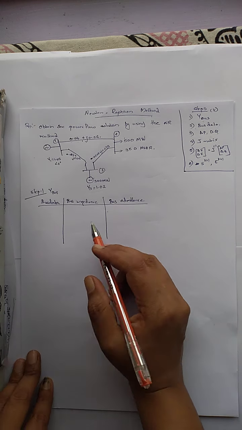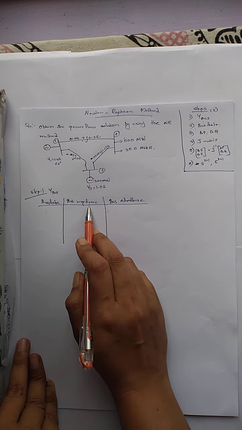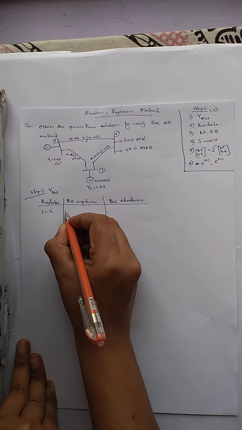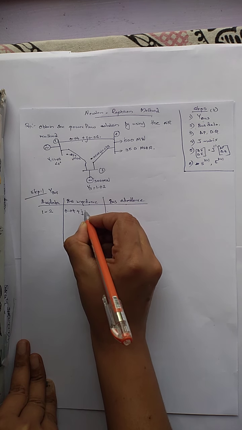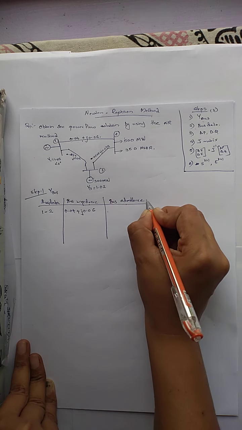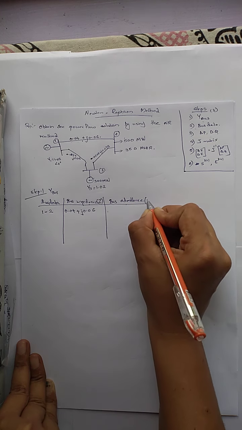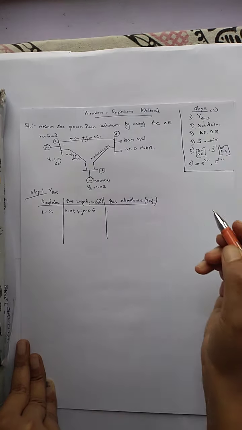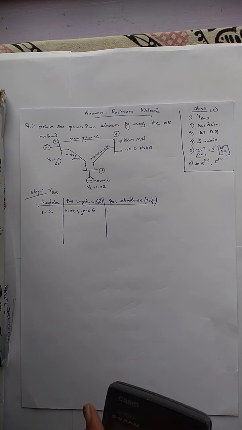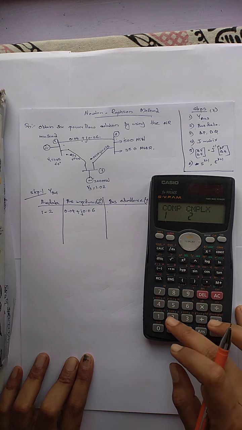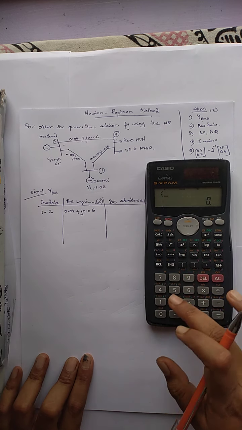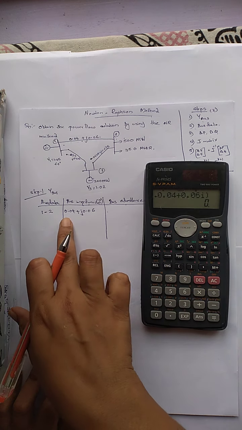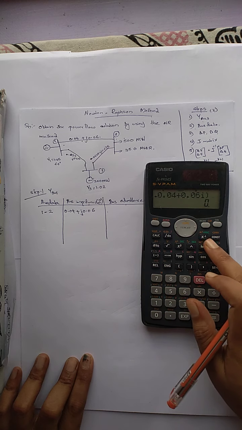So I have formed a table with bus data, bus impedance and bus admittance. Bus data is 1 to 2. There is a line with impedance 0.04 plus j0.06. So this is the impedance, and I have to form y equal to 1 by z. So what I will do is find the inverse of 0.04 plus 0.06j.